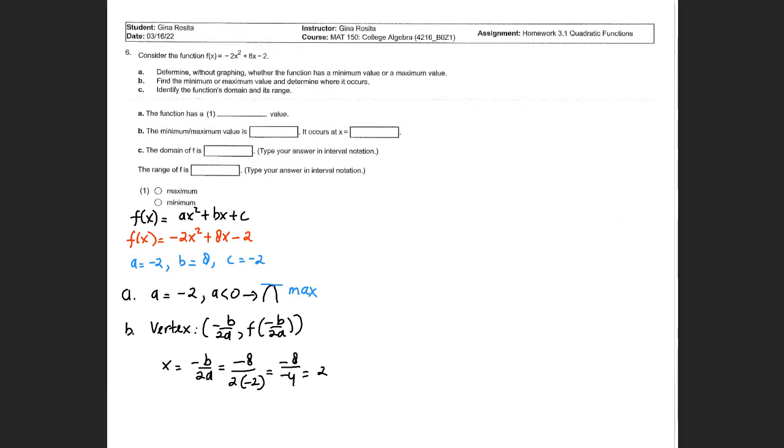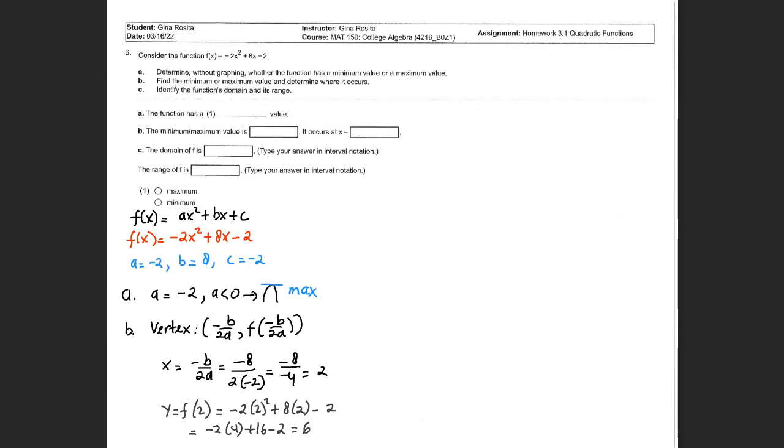Now go find y. So y equal f of 2, yeah? So negative 2 times 2 squared plus 8 times 2 minus 2. Okay. So the answer is negative 2 times 4 because 2 squared, yeah? 4 plus 8 times 2 is 16 minus 2. The answer becomes 6. Okay, so we find the vertex.